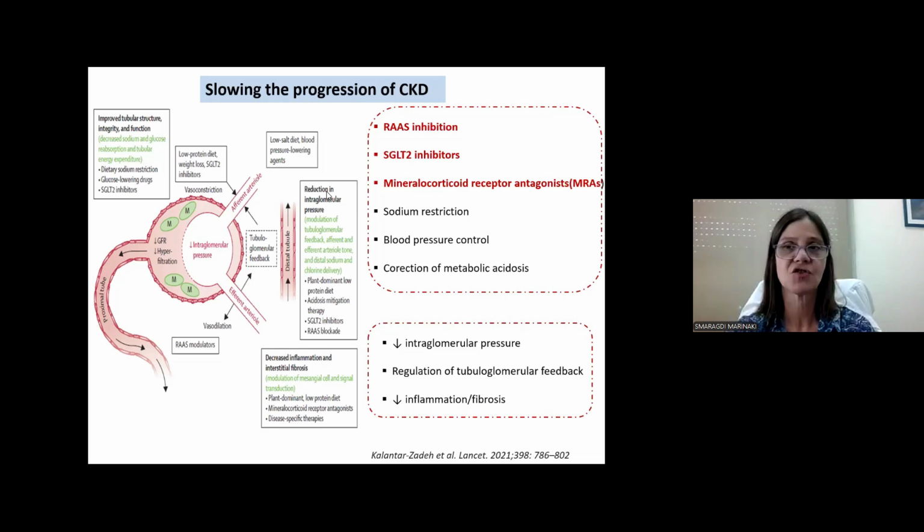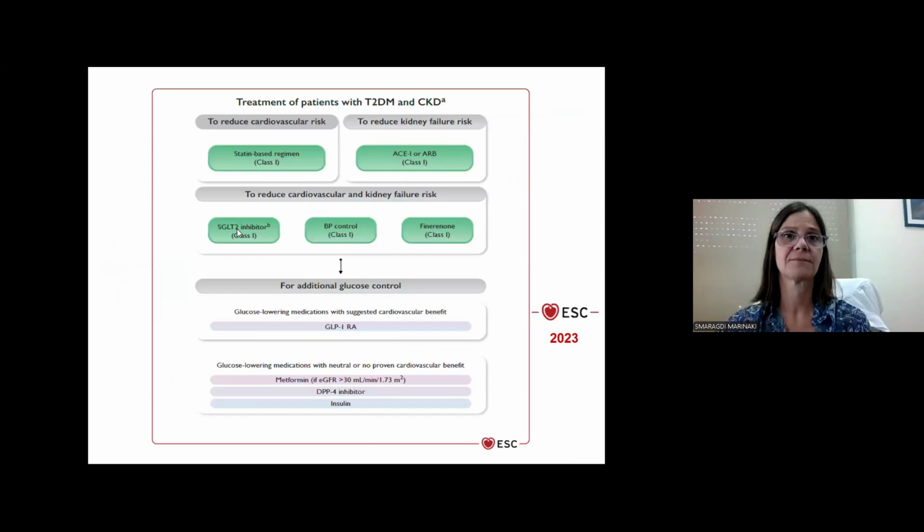All these measures and all these pharmacological interventions have the net effect of lowering intraglomerular pressure, regulating tubuloglomerular feedback, and finally reducing inflammation and fibrosis. That is the last step in kidney destruction.